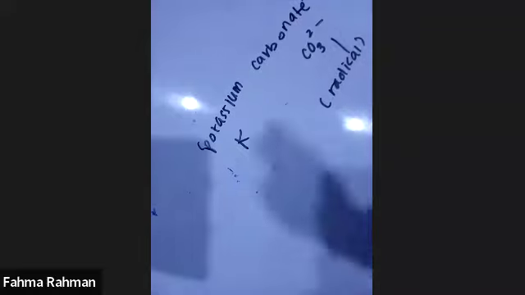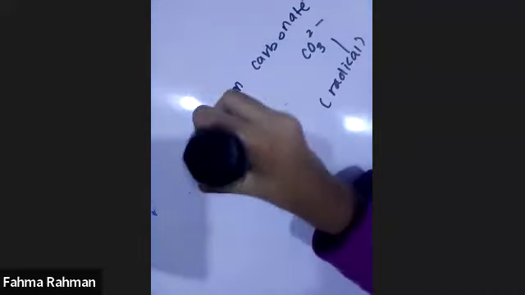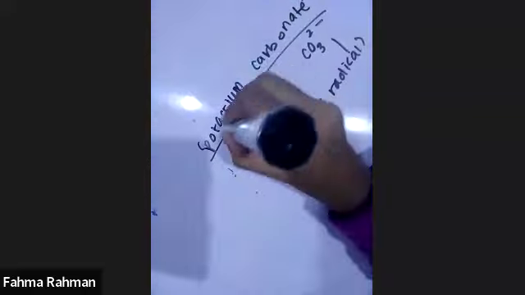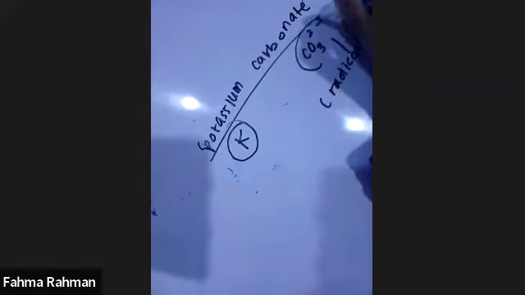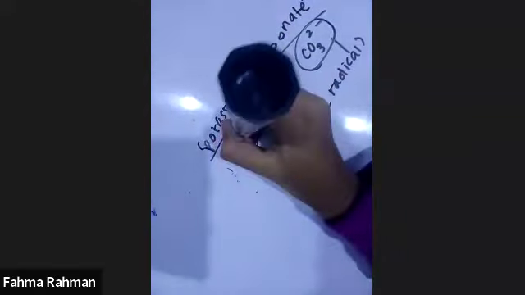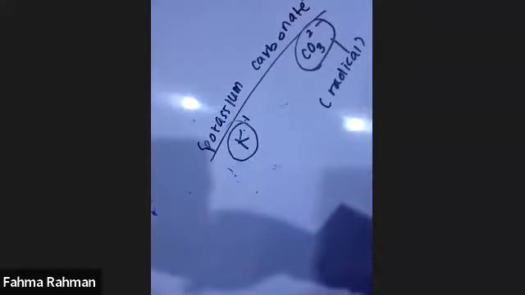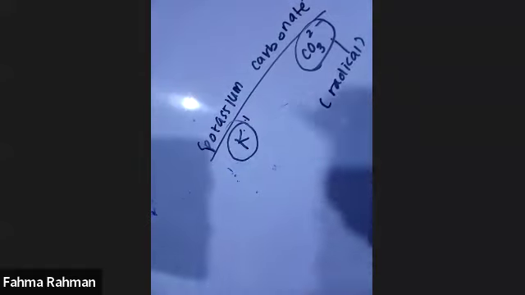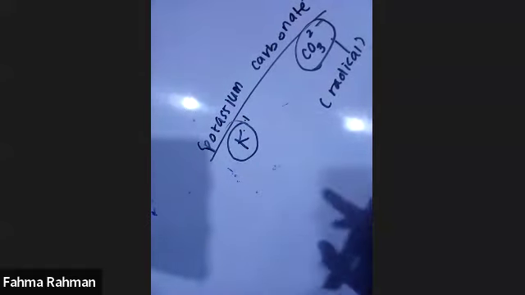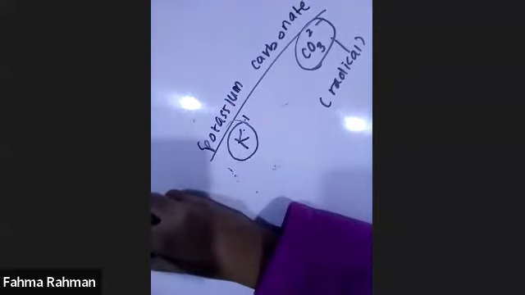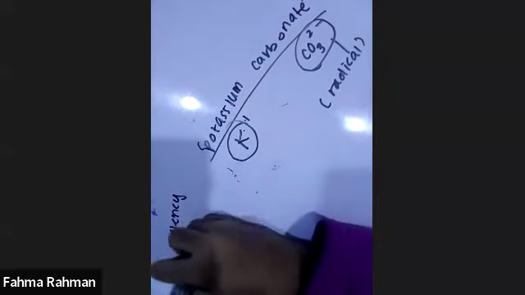Fine. So if you are writing the chemical formula for potassium carbonate, you have to put K over here, CO3 2 minus over here. So the valency of potassium is 1, okay? The valency is the combining ability of an atom.